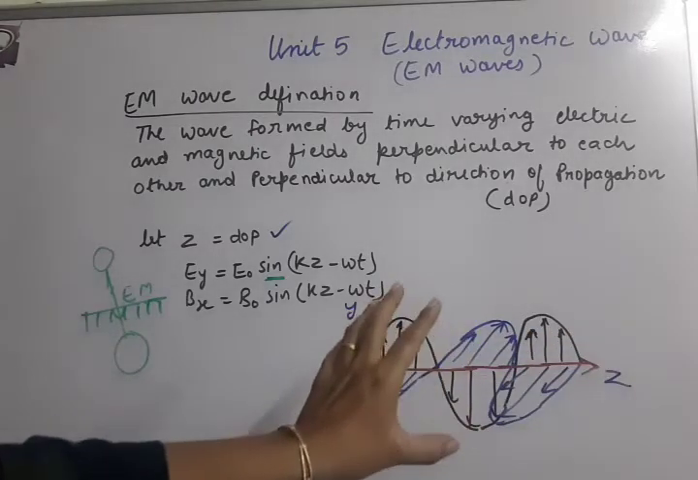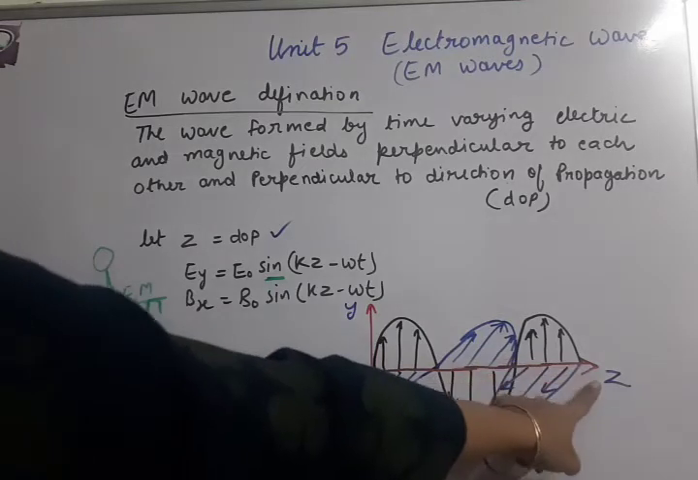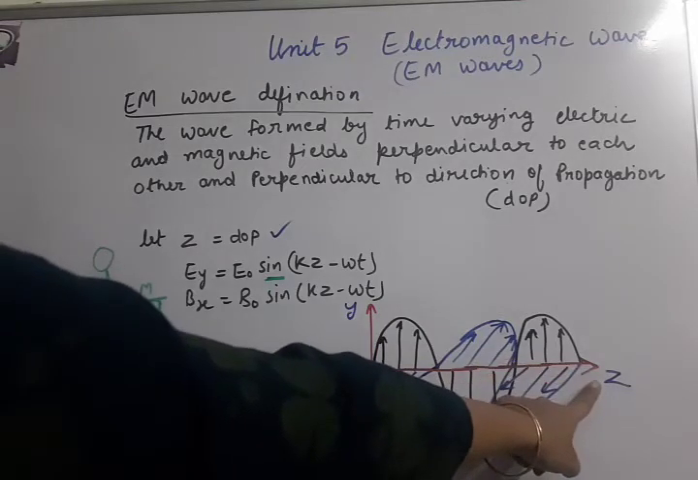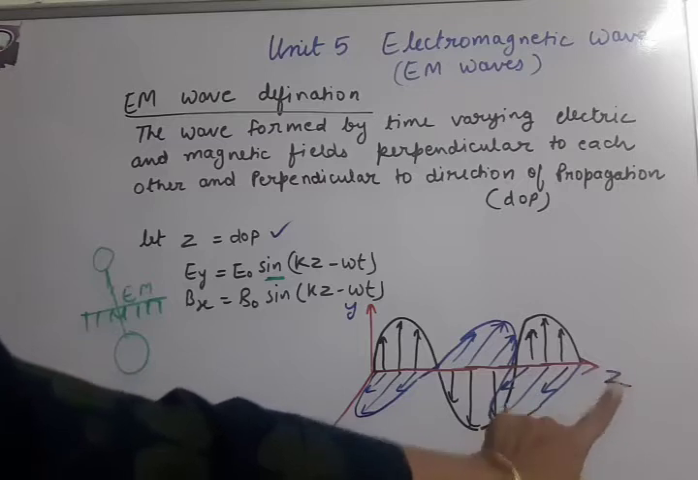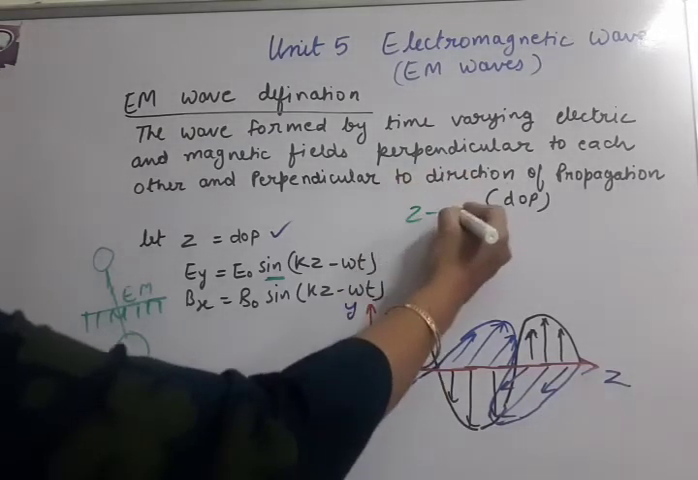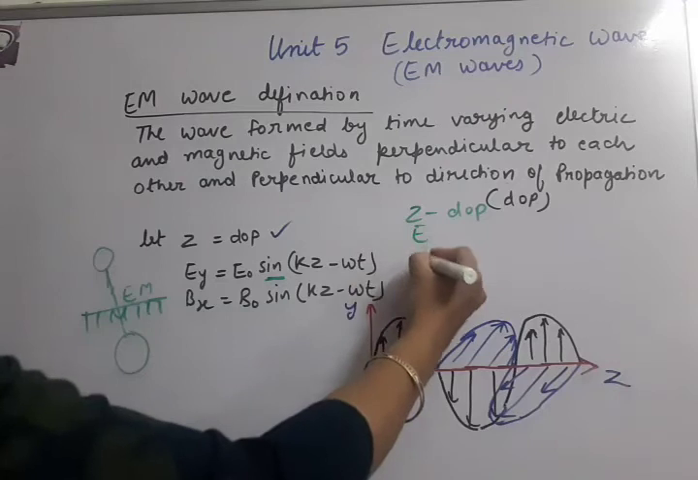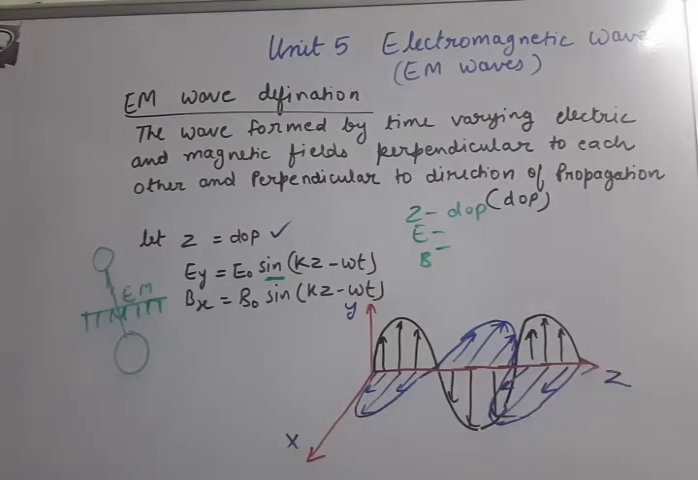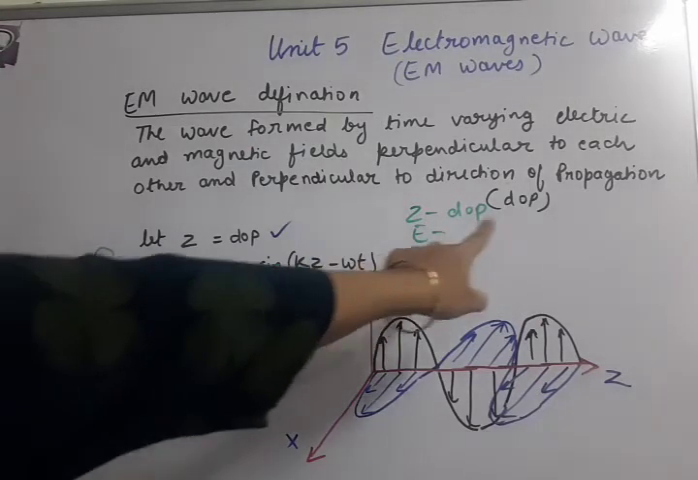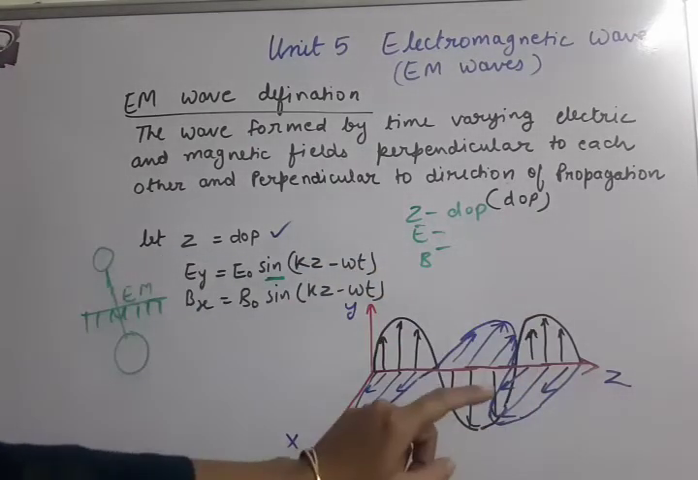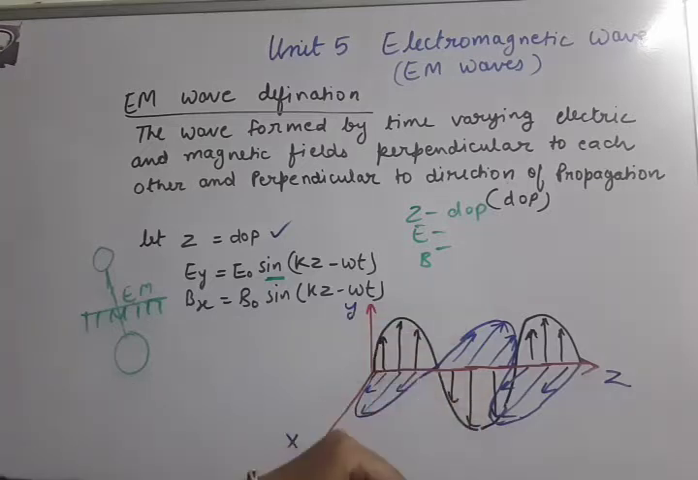So this is a three-dimensional picture. Z direction, suppose we have selected as the direction of propagation. So Z is assigned as DOP. If Z is assigned as DOP, now electric and magnetic fields both should be perpendicular to DOP. That means electric and magnetic fields cannot be along the Z direction. Their vibration should be perpendicular to the Z direction.